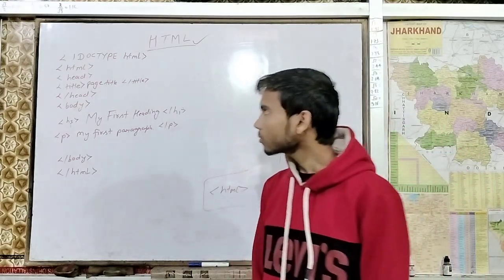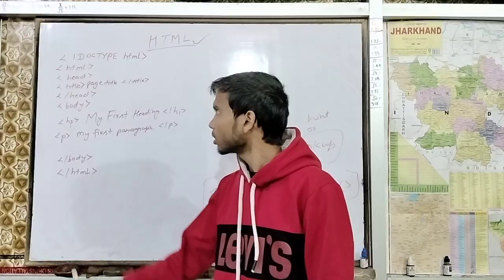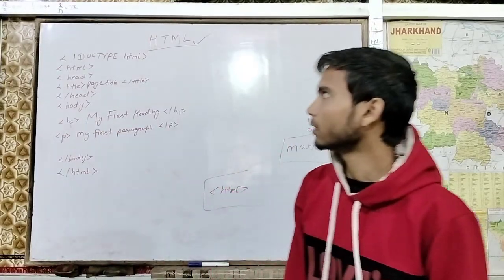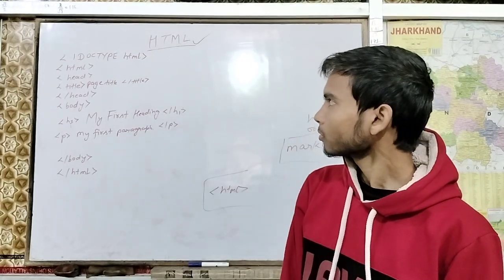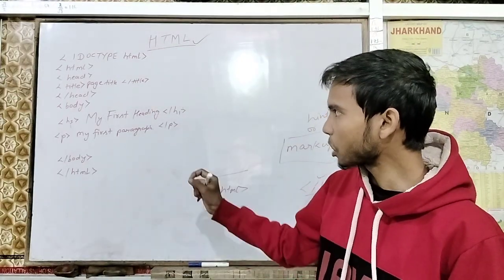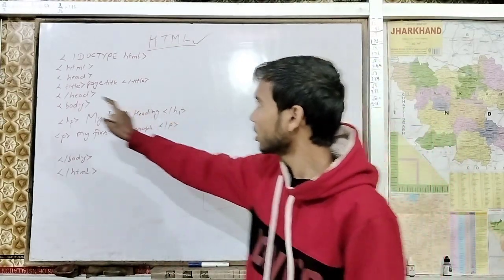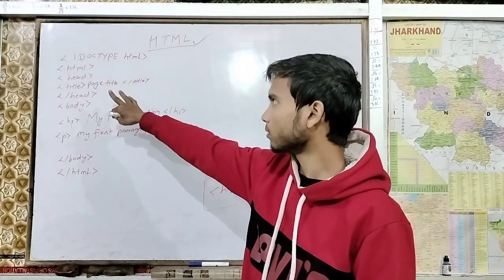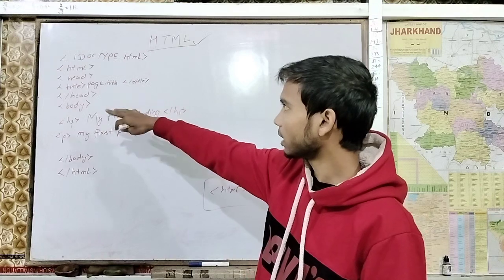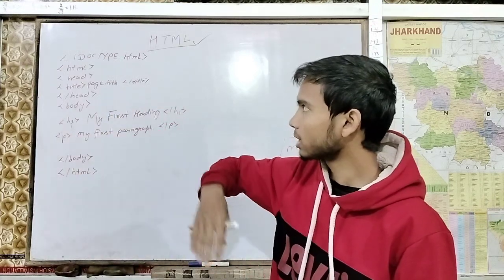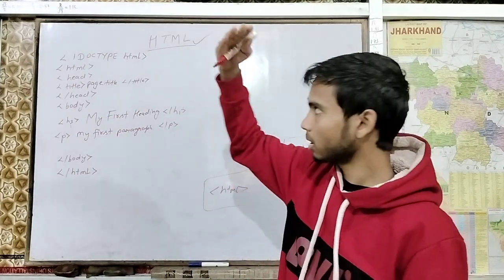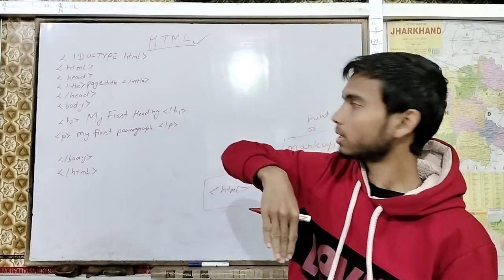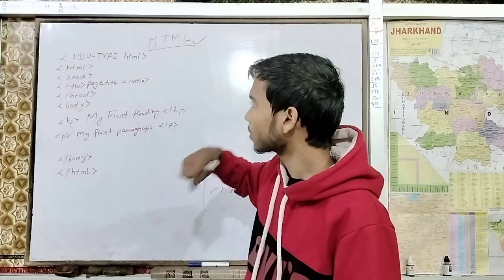Now after html, head, which means heading. Not a heading; about headings we will see later. After html, the next tag that will come is head. Then after head, title. So this is html, then head is smaller, then title is smaller than head.